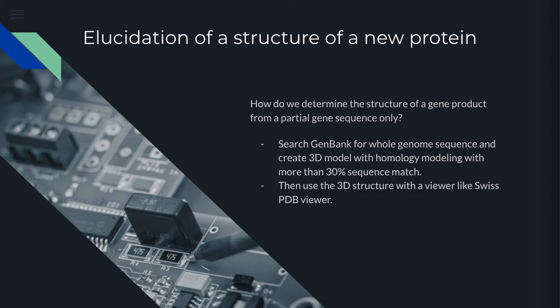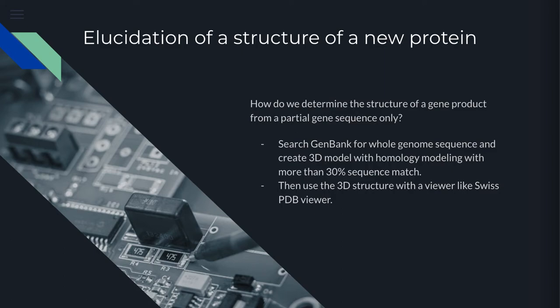Furthermore, in order to characterize a complete protein starting only with a partial DNA sequence of its corresponding gene, we search GenBank for a whole genome sequence and then translate it to the protein sequence using a bioinformatics method called BLASTP.